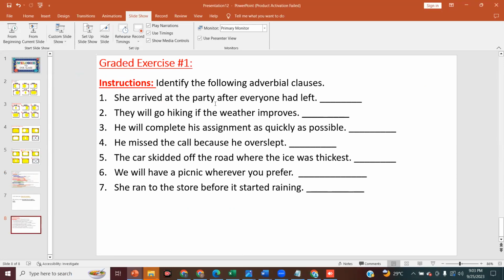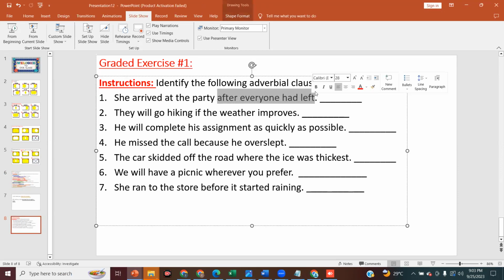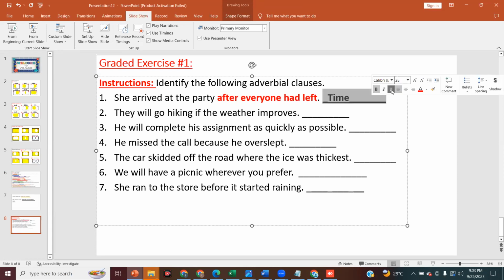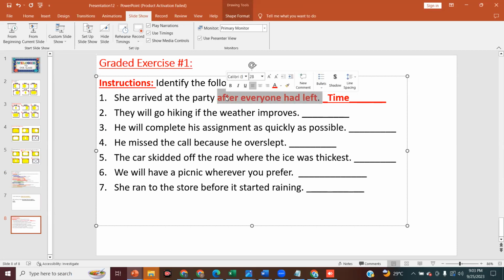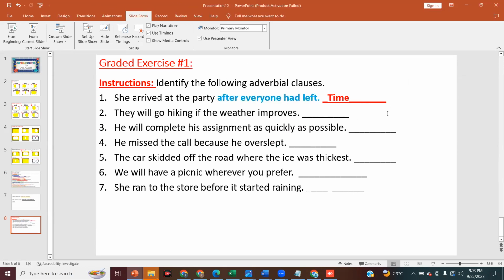All right, number 1. Is it time, place, manner? What do you have? Time. Why? It says, after everyone had left. So the answer is what? Adverbial clause of time. Who all got that? Very good. If you got it, please put a tick. If you got it wrong, put the right answer. After everyone had left. Okay.